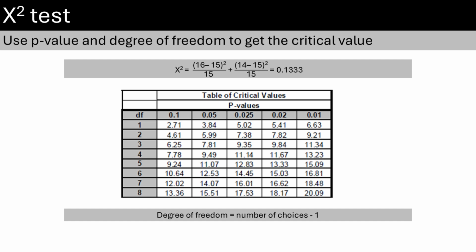To calculate the degree of freedom, in our experiment, we gave wood bugs 2 choices. So 2 choices minus 1 is 1. So we are using 1 degree of freedom. Follow the x-axis at the p-value of 0.05 and the y-axis at 1 degree of freedom. Where the x-axis and y-axis intersect is the critical value, which is 3.84.